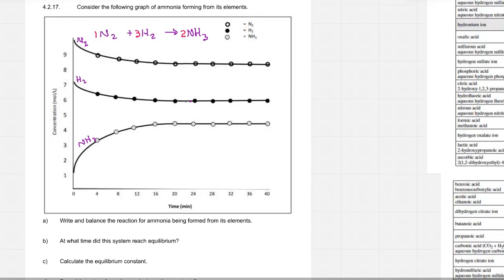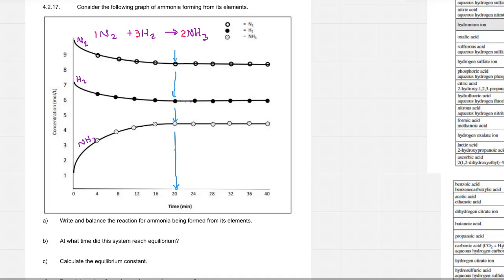At what time did this system reach equilibrium? That means when did these curves flatten out? Dropping, dropping, dropping just a bit. Let's say it's flat there. And all of these go flat at the same time because when the reaction stops, it stops for everybody. I would say around here, around there, so around 20 minutes is when the system hit equilibrium and the numbers stopped shifting.